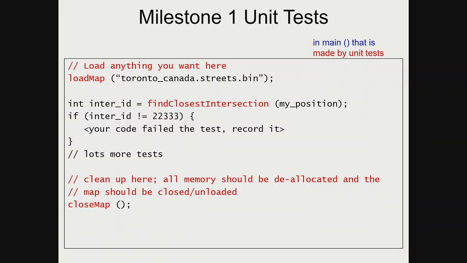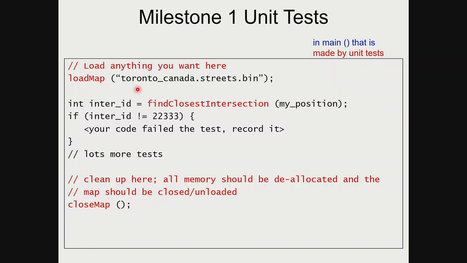Okay, so as I said, we will cover unit tests in a lecture or two, but this is just to give you the basic idea of what the unit test looks like so that you can start coding. Each unit test will hook to your code by calling load map first. Here we are calling load map on Toronto, Canada, for example. And at the end of the unit test, you will notice that we also close the map to close all the data structures that you implemented.